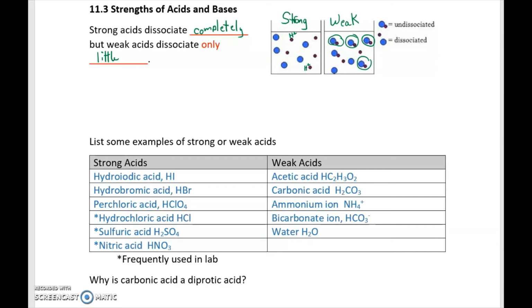So we have examples of strong or weak acids: hydroiodic acid, hydrobromic acid, and perchloric acid are all very, very strong acids. The ones we frequently see in lab are hydrochloric, sulfuric, and nitric. Weak acids are acids like acetic acid, which is vinegar, carbonic acid, the ammonium ion, bicarbonate ion, and water is also considered to be a weak acid.